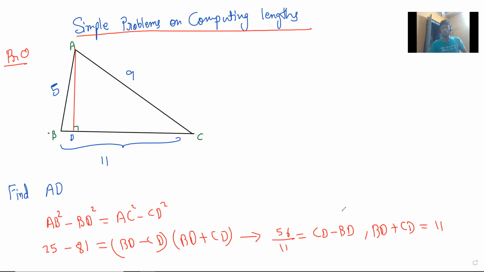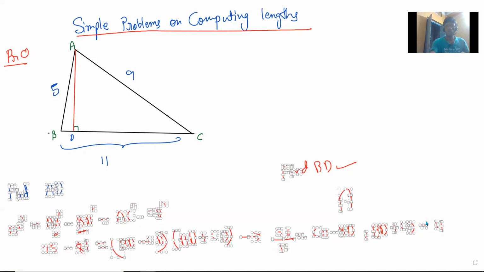So from here, you can find BD. It's just straightforward. Find BD. And once you have found BD, then you can find AD, because once you have BD and AB, then you can find AD. Is it clear to the other people that this works? Okay, this is a very straightforward question. There is no problem.